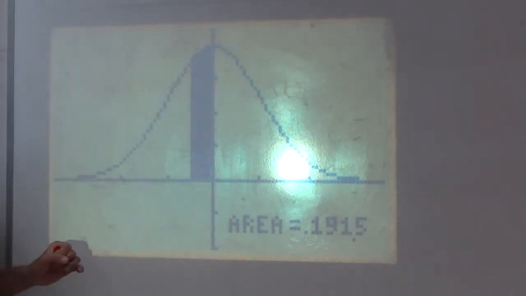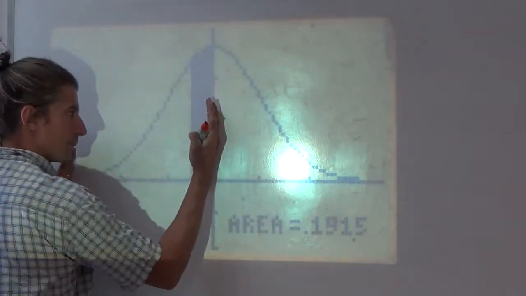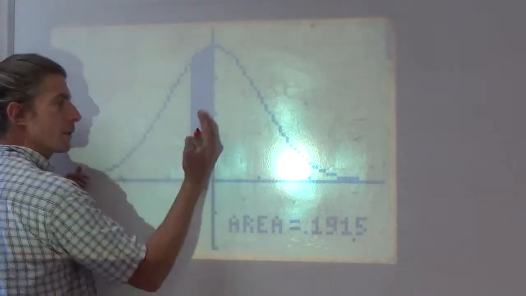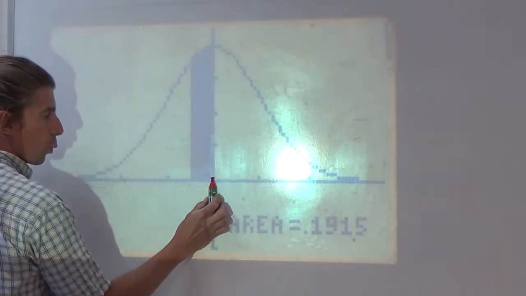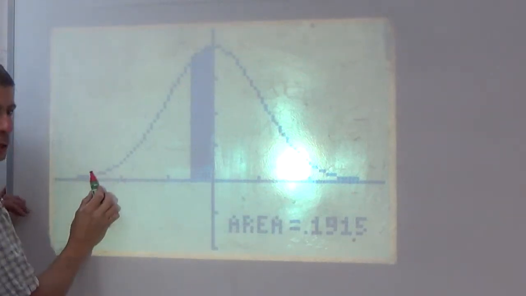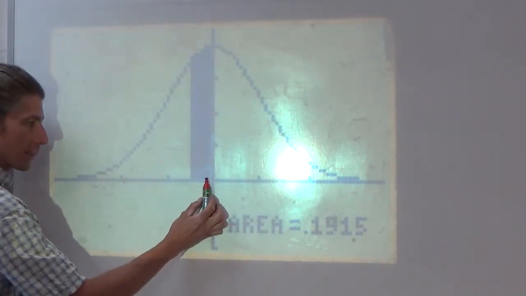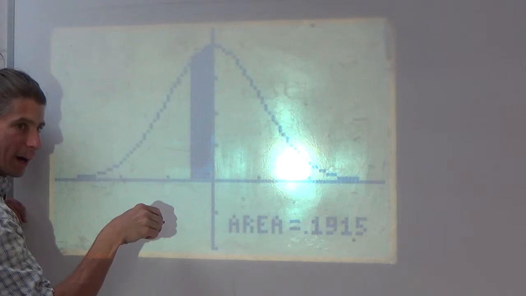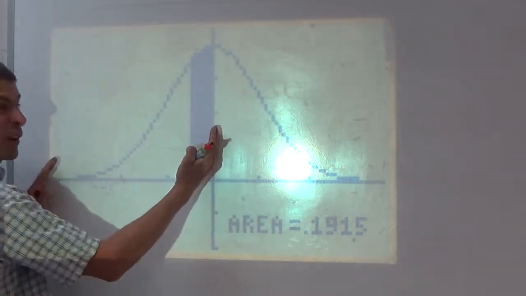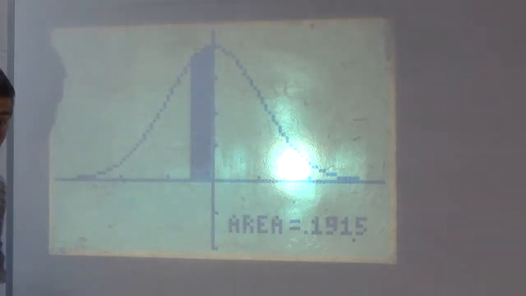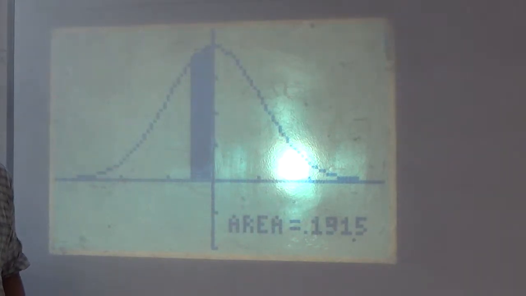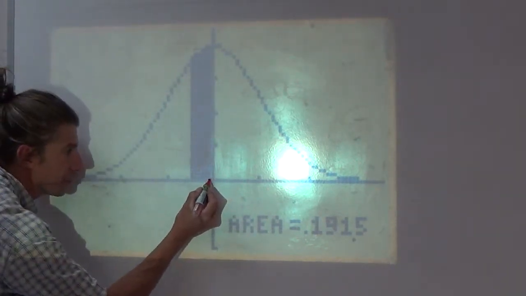Don's got me thinking now. I've got half the curve here, 0.5. This is 19, this is 31. Suppose I wanted to put a marker down somewhere that cut this 50% into two equal areas, 25 and 25%. So you guys tell me where you think that should be.